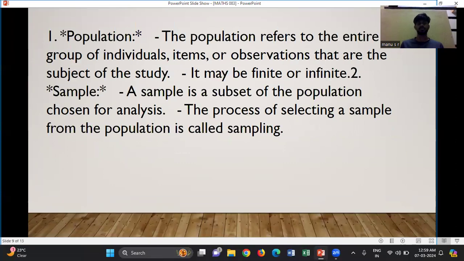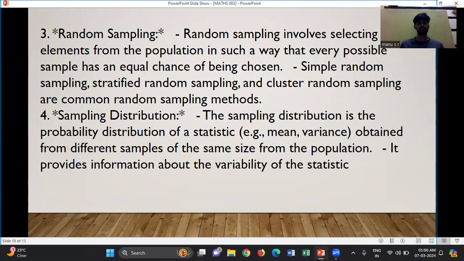Population. The population refers to the entire group of individuals, items, or observations that are the subject of the study. It may be finite or infinite. Second, sample. A sample is a subset of the population chosen for analysis. The process of selecting a sample from the population is called sampling.